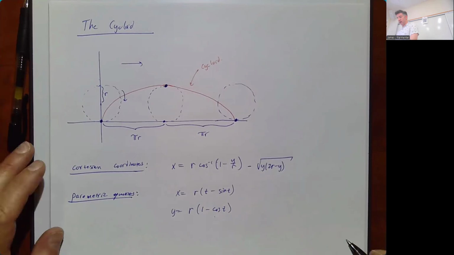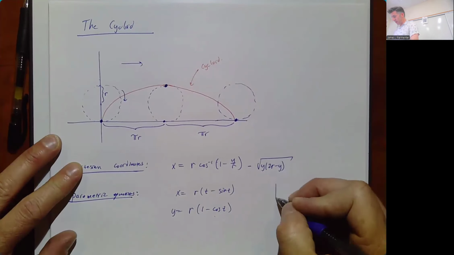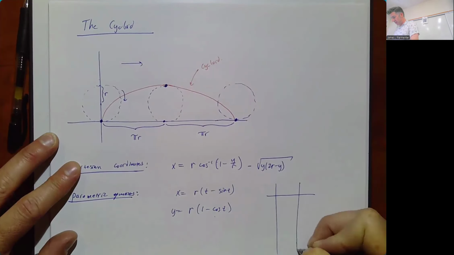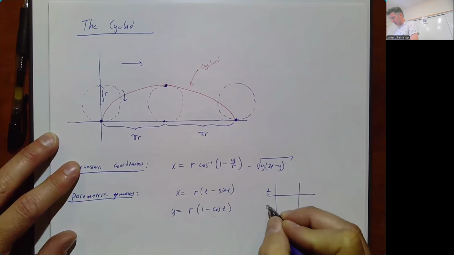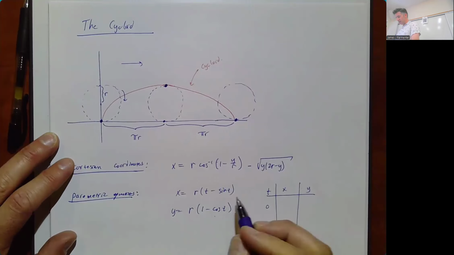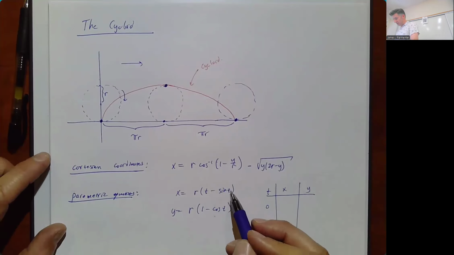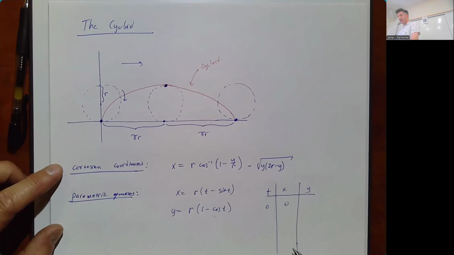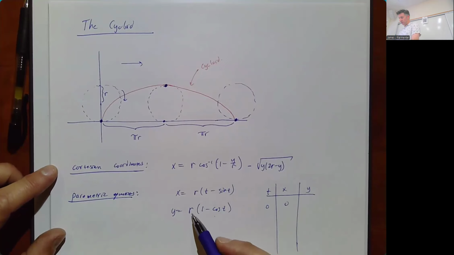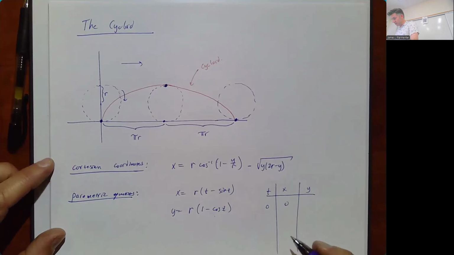So notably, I'll point out, let's think about plotting a few points here. If t is equal to 0, then the x value is going to be r times 0 minus sine of 0, which is 0. And the y value is going to be r times 1 minus cosine of 0, which is r times 1 minus 1, which is also 0.